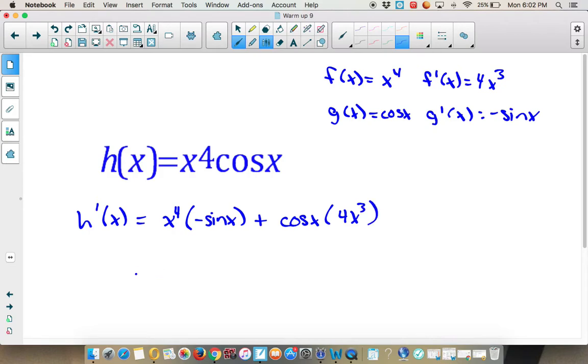And then I'm going to clean it up. You move the negative out front. You wouldn't leave the negative as a product in the parenthesis. You're not going to get penalized for leaving the answer in this form, but you would never see a multiple choice answer that looked like that. So it would be negative x to the fourth sine x plus 4x cubed cosine x.